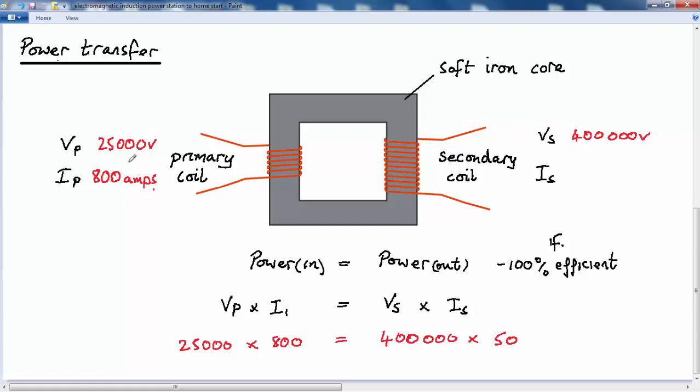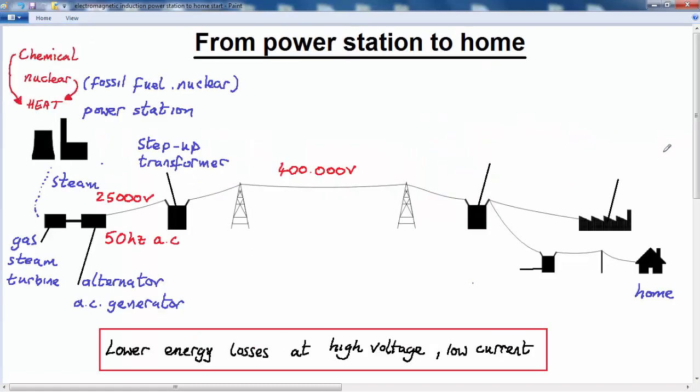Although using the step-up transformer we've increased the voltage by a factor of 16, at the same time we've decreased the current by a factor of 16. 25,000 times 800 is equal to 400,000 times 50. The energy out is still equal to the energy in. Nothing's changed in terms of energy. The only thing that's happened is that the voltage has been increased, and having a high voltage but a low current will make considerable savings in energy losses as the electricity is transmitted along transmission lines.